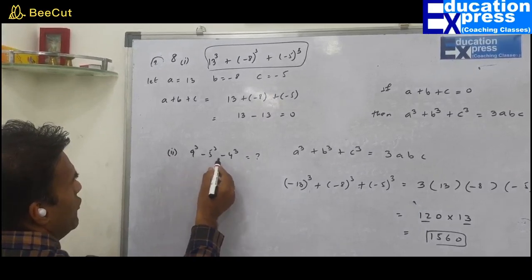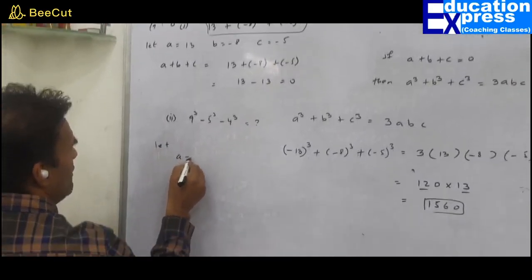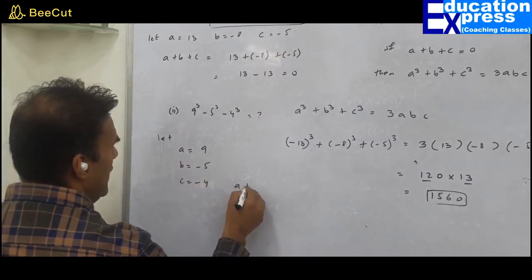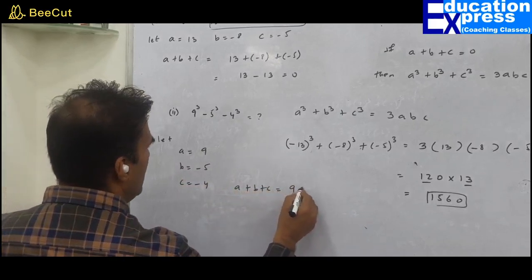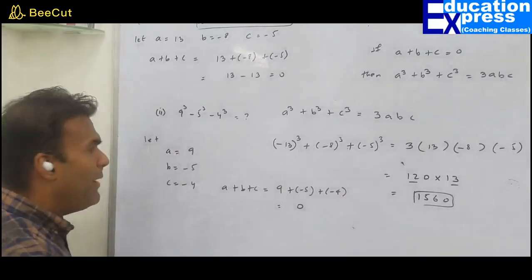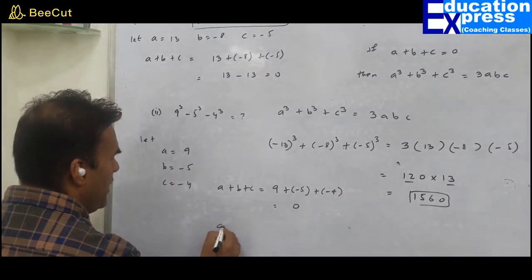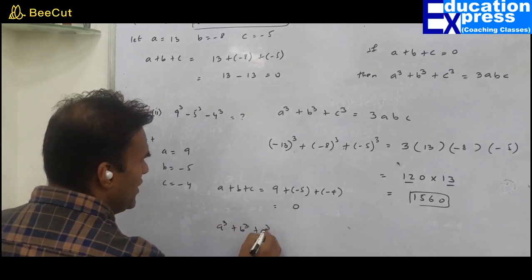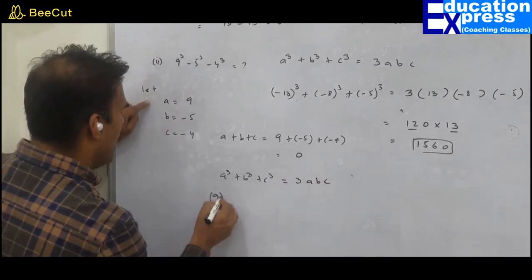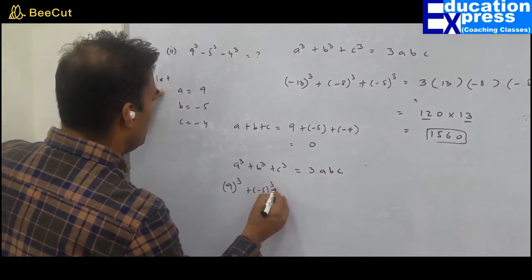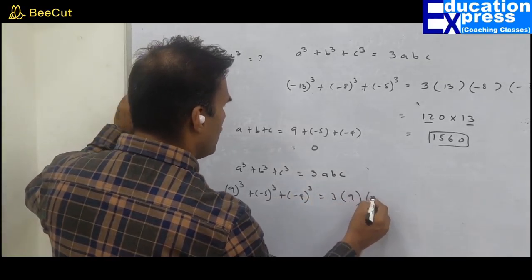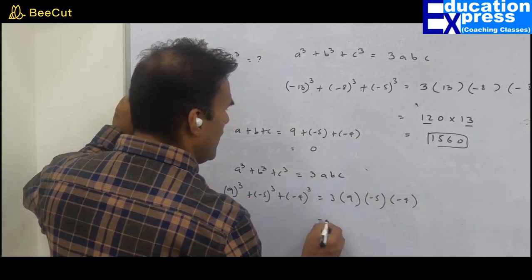9 cube minus 5 cube minus 4 cube. Let a equal 9, b equal minus 5, c equal minus 4. a plus b plus c will be 9 plus minus 5 plus minus 4. That will be 0. Again we can apply the property. What is the property? a cube plus b cube plus c cube equals 3 times abc. In place of a, 9 cube plus minus 5 cube plus minus 4 cube would be 3 times 9 into minus 5 into minus 4.